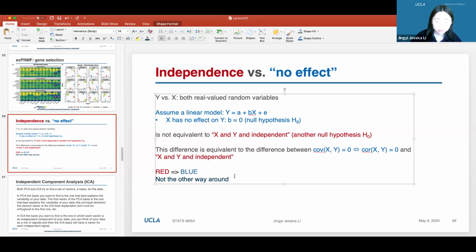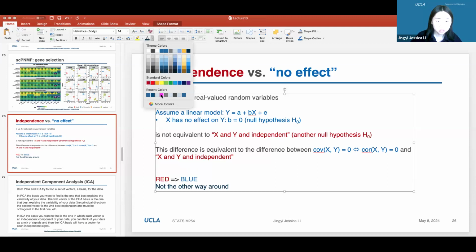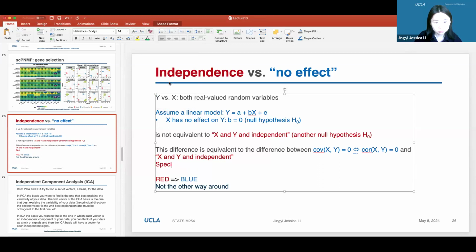Okay, there's only one case where red and blue are equivalent. That's a special case, maybe I should use a different color. When X and Y are bivariate Gaussian, when they follow a joint Gaussian distribution. And please also note that X being Gaussian and Y being Gaussian does not imply bivariate Gaussian. That's another thing to be careful about. If they are each marginally Gaussian, it doesn't mean that their joint distribution is Gaussian. There's also a counterexample you can find online, where each of them is Gaussian, but together it's not bivariate Gaussian.